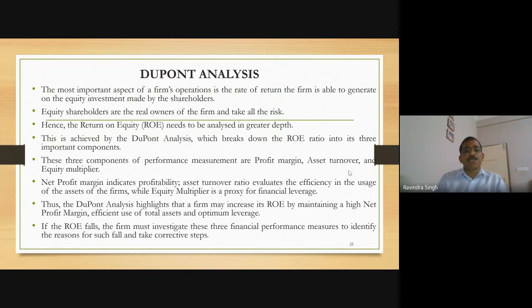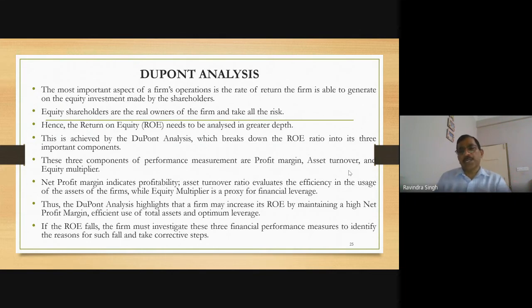Net profit margin indicates profitability. Asset turnover ratio evaluates efficiency. And equity multiplier is a proxy for financial leverage. Thus, the DuPont analysis highlights that a firm may increase its ROE by maintaining a high net profit margin, efficient use of total assets, and the optimum leverage.